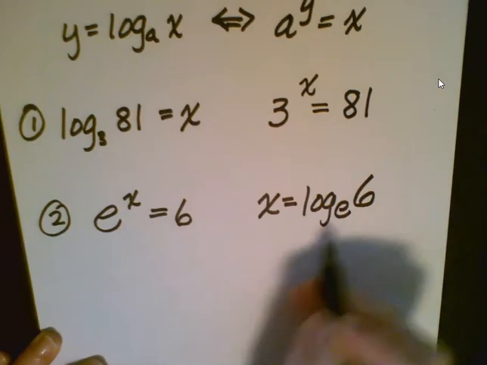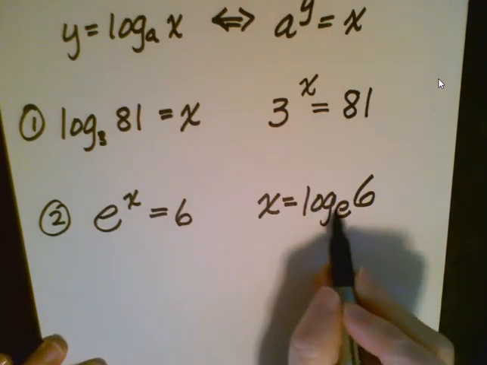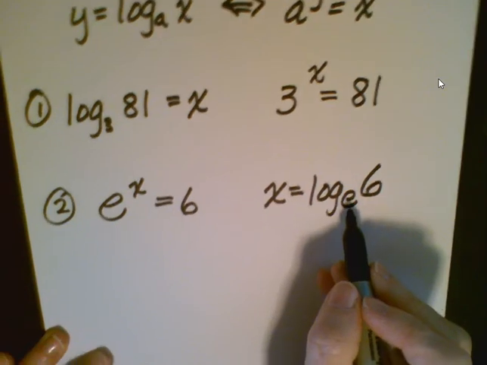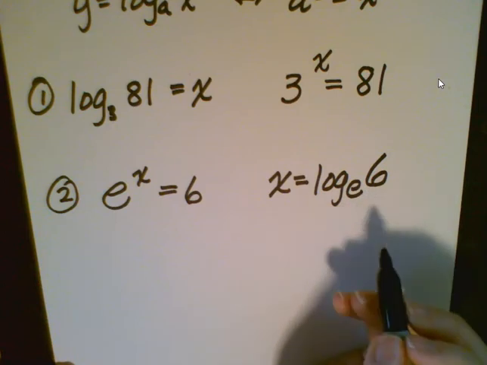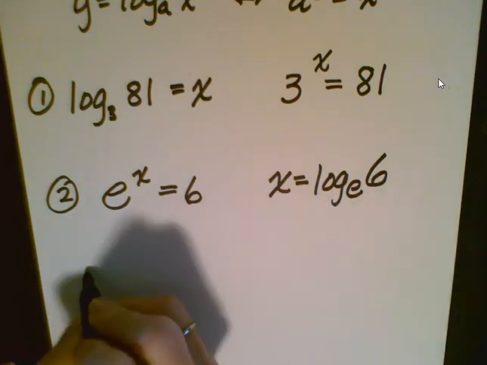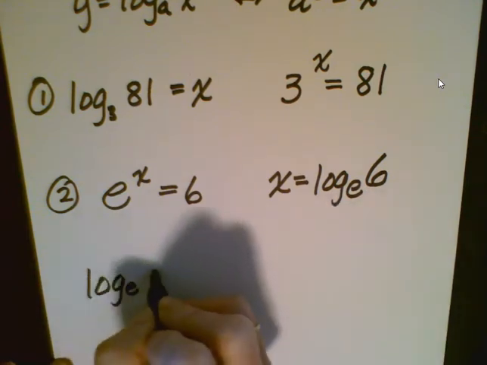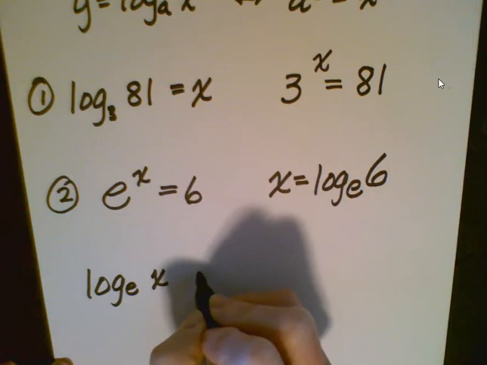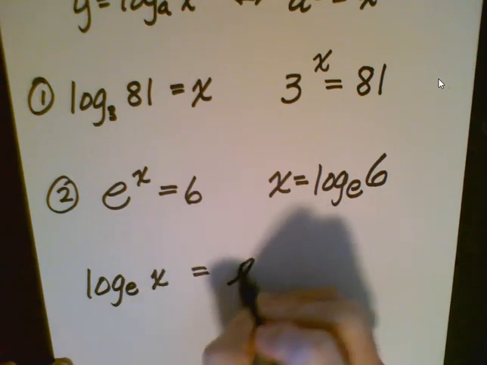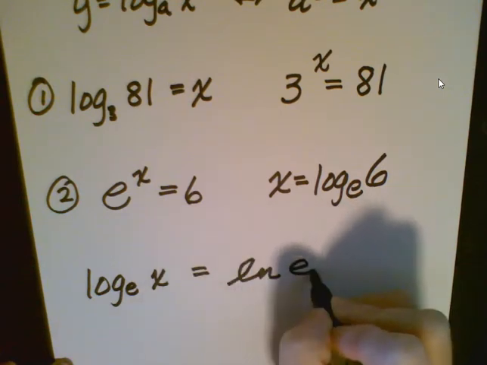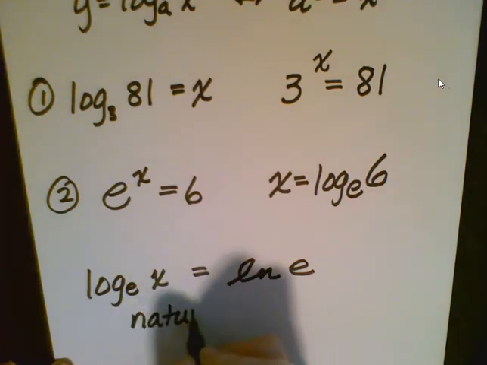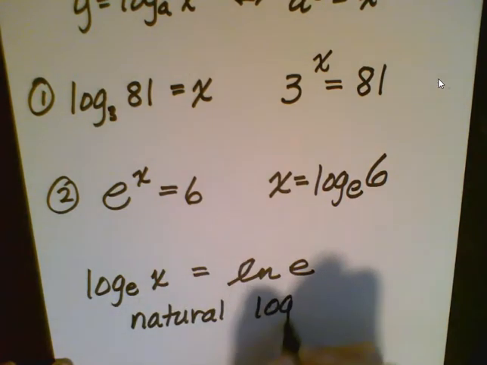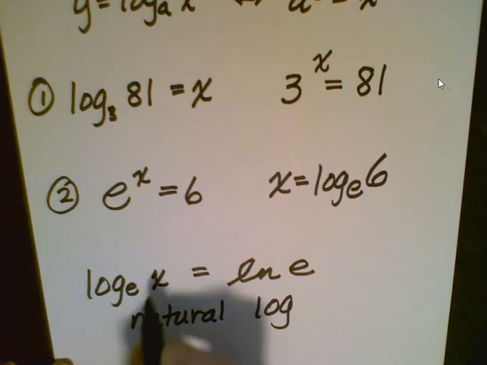Now I'm going to take a minute to point something out. I've written this log base e, but that one occurs so often, and it occurs in nature, that e occurs in nature so much that we call log base e of x, we rewrite that. We never write it like that. It's ln of x with no little subscript, and this is called the natural log. It's a special one. When it's base e, we don't write it like that.